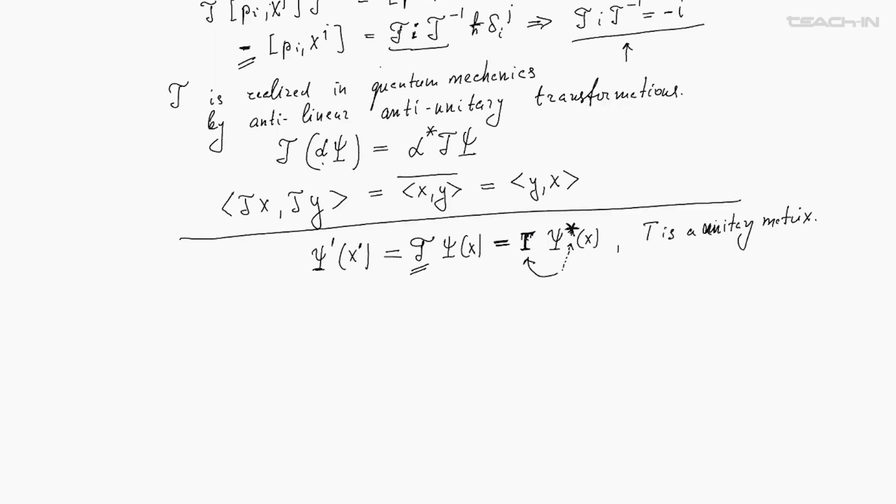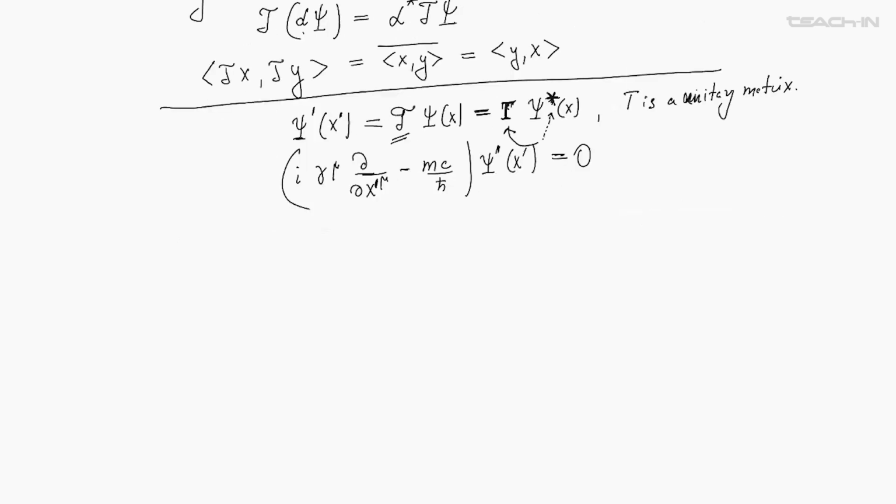Now, to find what this matrix T should be, we take our Dirac equation and, as before, assume that in the transformed Lorentz frame, transformed by means of time reversal, the Dirac equation should look the same as in the original frame. So in other words, the usual Dirac operator, but with x replaced by x prime, acting on psi prime of x prime, should give us 0. So that's our standard way of implementing what we call the Lorentz covariance of the Dirac equation.